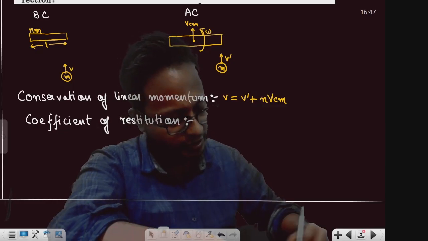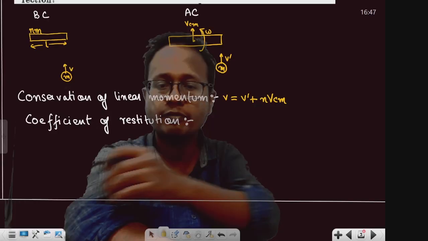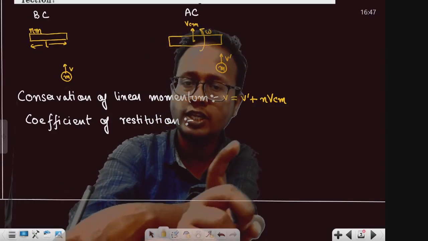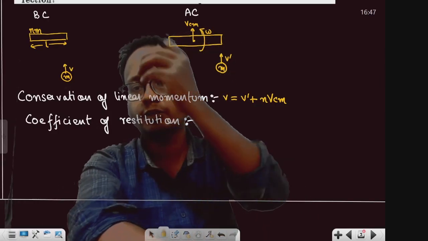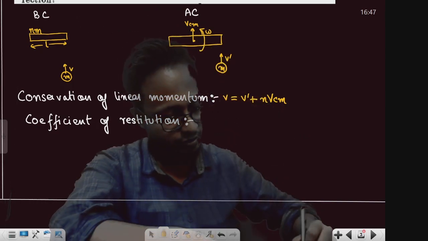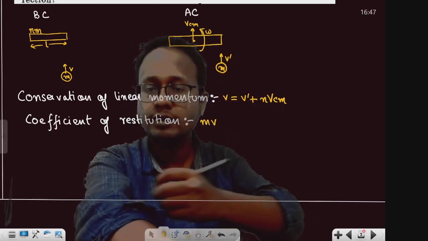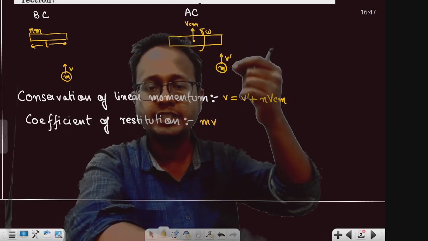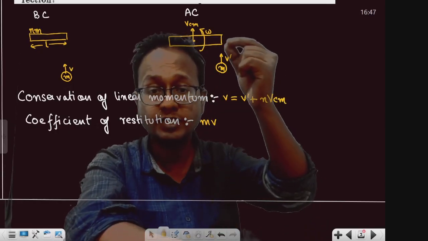What coefficient of restitution says is that velocity of separation is equal to velocity of approach. If coefficient of restitution is 1 for elastic collision, velocity of approach... Suppose I take my frame of reference out here. What is velocity of approach? mv, isn't it? So mv. Now if I change my frame out here, what is velocity of separation of this point?